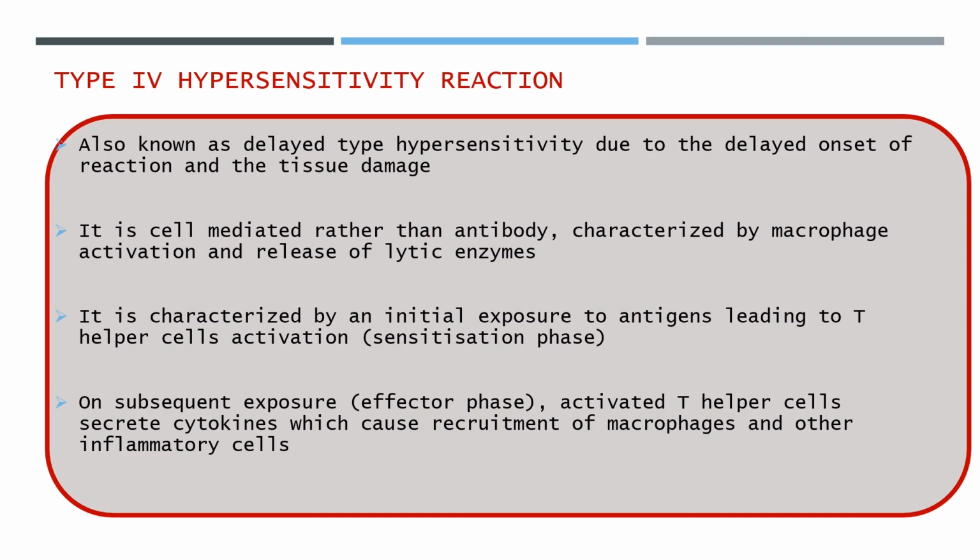Like I explained in the type 1 hypersensitivity reaction, there is usually an initial exposure to antigens in this type 4 hypersensitivity reaction, leading to a similar type of T cell activation, and this is called the sensitization phase. On second exposure to the same antigen, which is the effector phase, the activated T helper cells secrete a lot of cytokines which are meant to increase the recruitment of macrophages and other inflammatory cells.